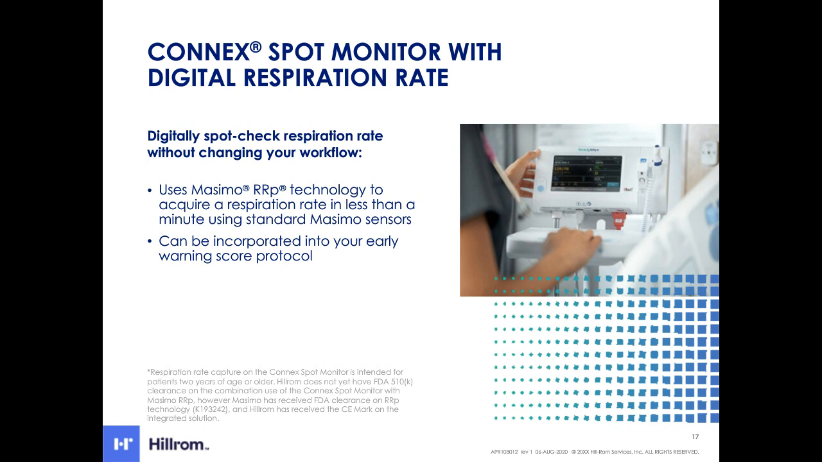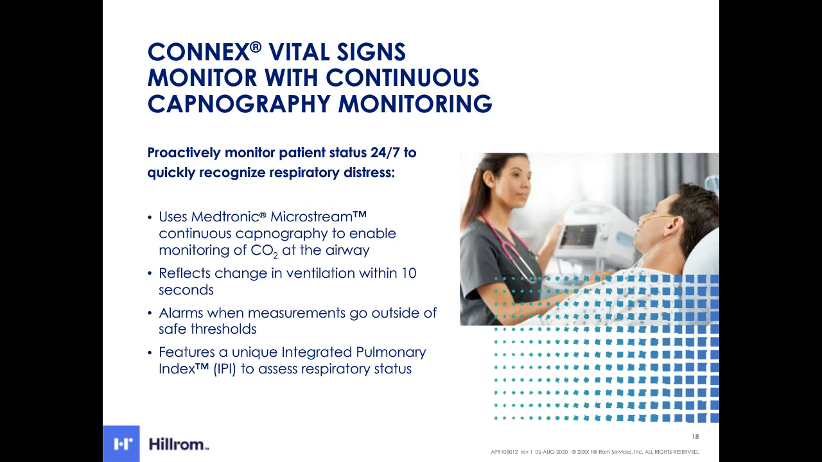It's critical that you have the right equipment for your patient population across varying acuity levels. For higher risk or higher acuity patients in your general care area, you need to be able to continuously monitor their CO2 to proactively identify and quickly respond to signs of deterioration. The Connect Vital Signs monitor enables you to do that in addition to capturing the other vitals you need for a full picture of your patient's health.